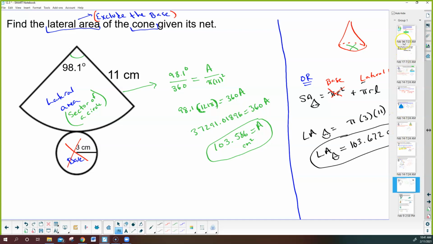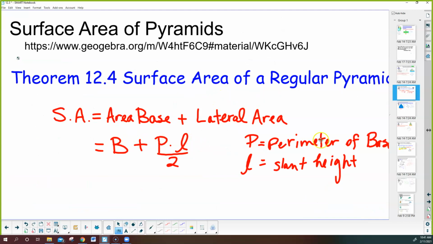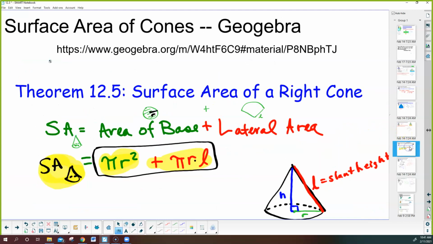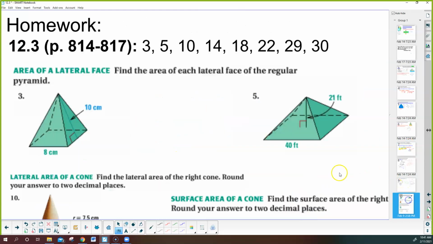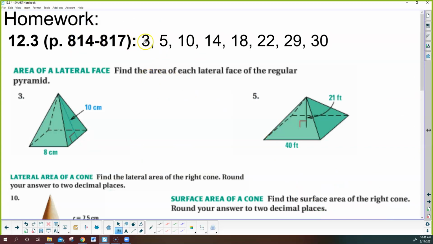Okay, these notes would be posted, so if you ever want to go back and look at them, maybe you really like the idea of these formulas, you can go back and get them. The homework tonight is through the textbook. It's 12.3. That's problem 3, 5, 10, 14, 18, 22, 29, 30.